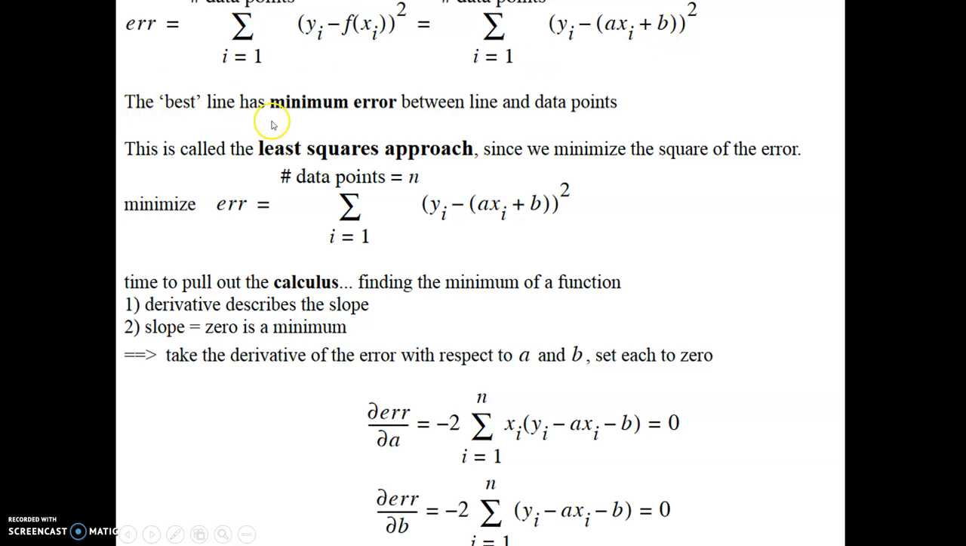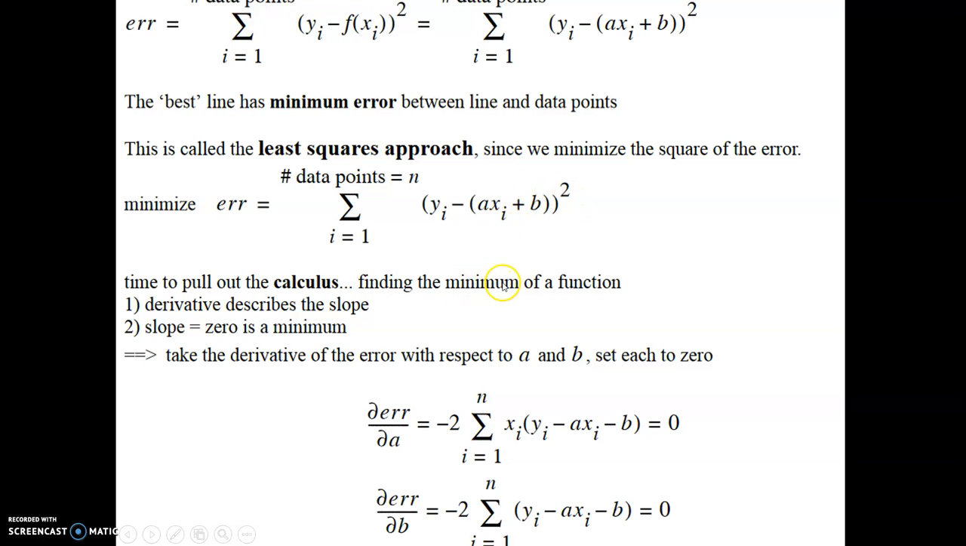Now the best line has a minimum error between line and data points. As we have seen earlier, the best line will have minimum error. Since we are minimizing the square of the error, this approach is known as the least square approach. So in general, we can write error is equal to summation i equal to 1 to n of (yi minus (a xi plus b)) whole square.